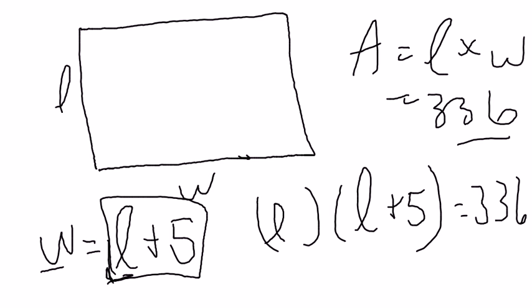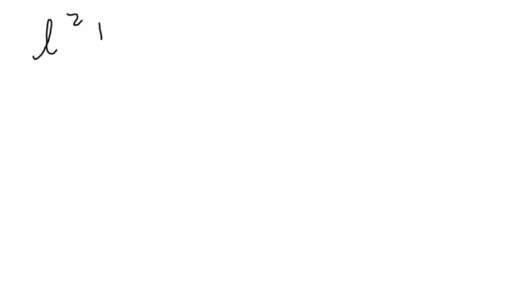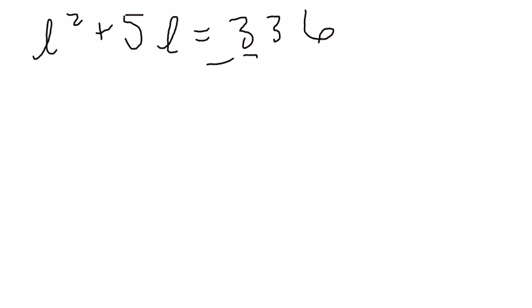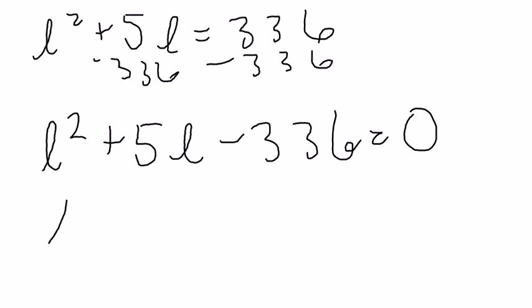Well, multiply those two, L times L and L times 5. Well, I get L squared plus 5L equals 336. Okay, so let's put this out there. L squared plus 5L equals 336. I can subtract 336 from both sides, and I'm left with L squared plus 5L minus 336 equals 0. Okay, and can I factor these two? Sure can.